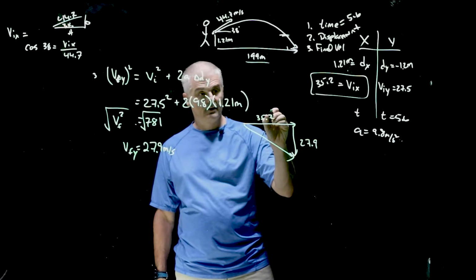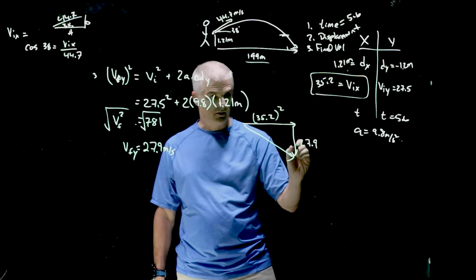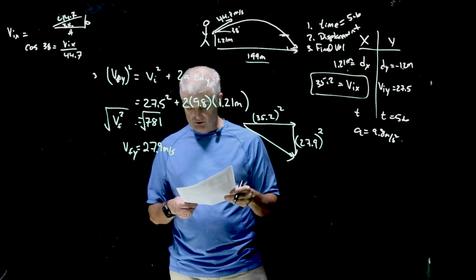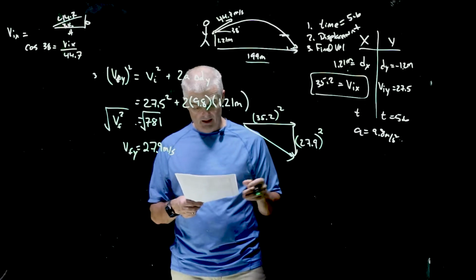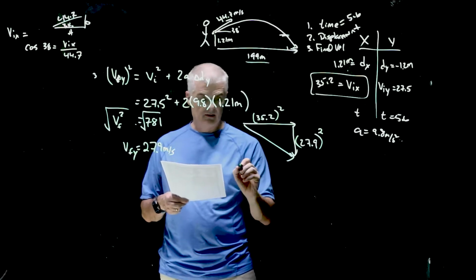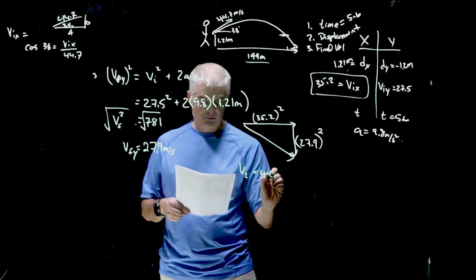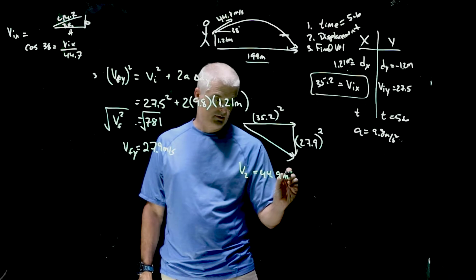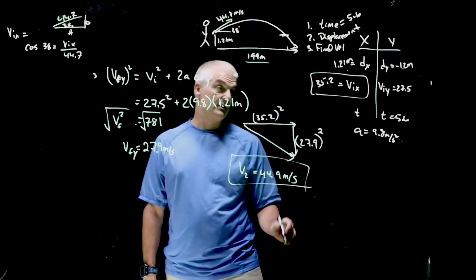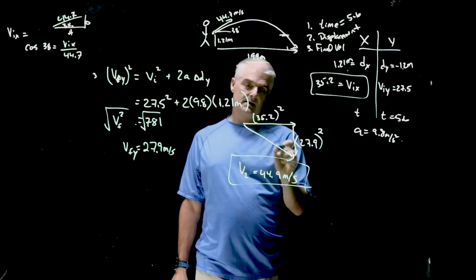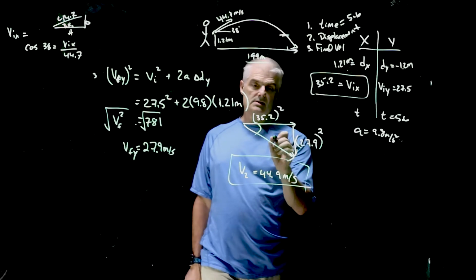We do the Pythagorean theorem: 35.2 squared plus 27.9 squared equals, and take the square root of it, and you do all the math, and you get V final to be 44.9 meters per second. And so that's the answer. You could also determine what that angle is by doing some sines and cosines if need be.